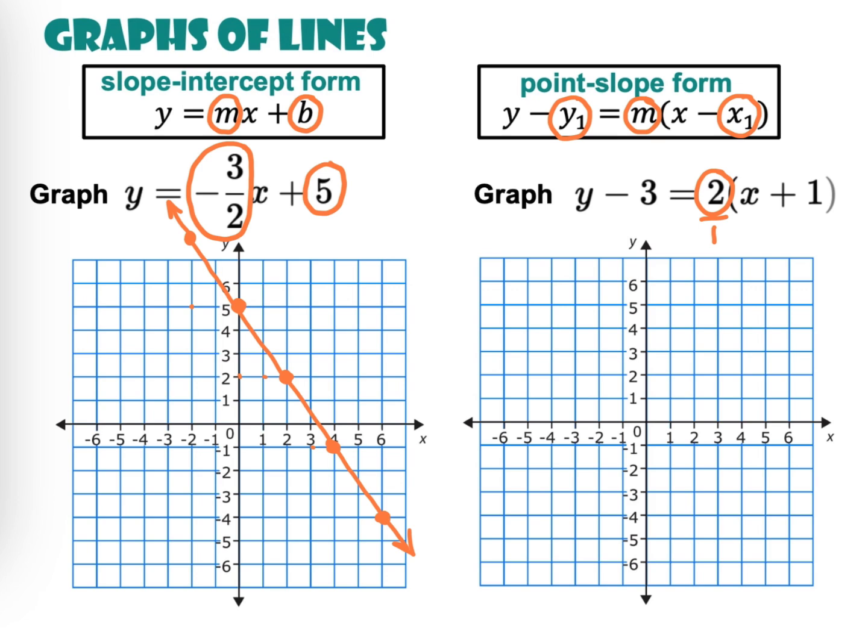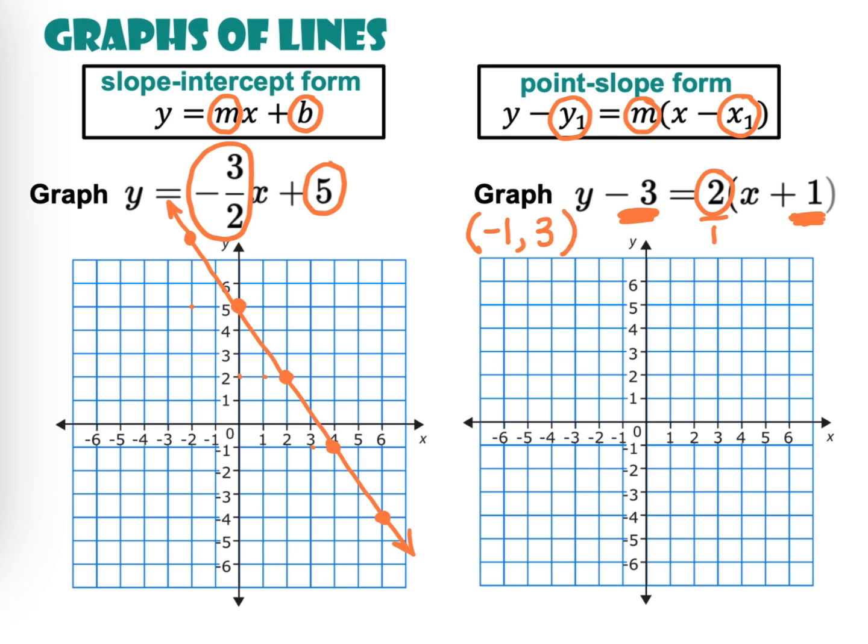Now the tricky part is for that point. We know that this is where our x1 comes from, and this is where our y1 comes from. But they're going to look opposite, meaning that if you see a +1 over here, that means that your point is at -1. And if you see a -3 right here, your point is at +3. So that's one thing you'll want to watch out for.